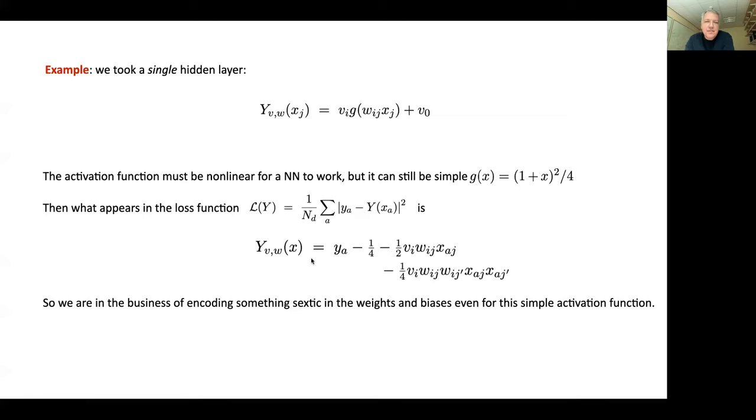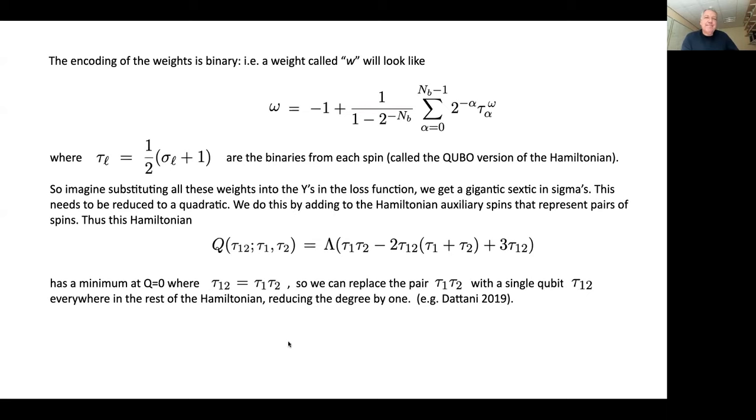But the problem is that the V's and the W's are all built out of sigmas. The X's and the Y's are real numbers, but the V's and the W's, the things we want to get, those are in sigmas. And you see that there's three here, so this is a cubic, and then the whole thing is squared. So it's actually a sextic in sigmas. So what you have to do is called a reduction. I'll just show you quickly.